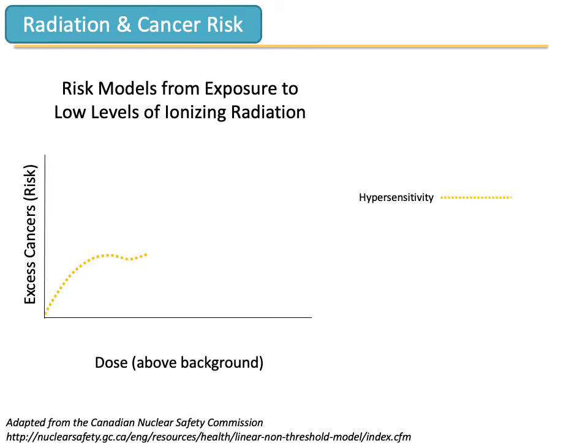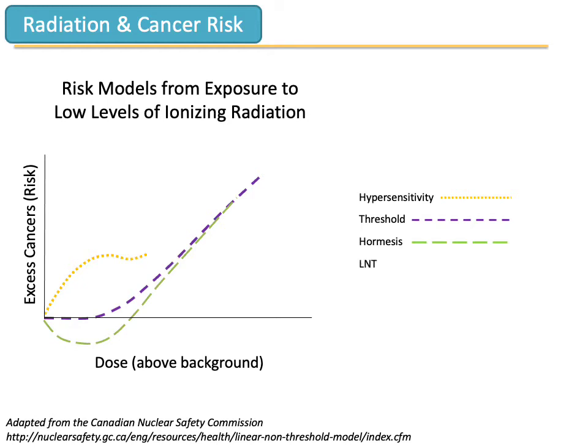The second model is a threshold model, which states that there's no risk from small doses of radiation until you reach a threshold dose. At doses above this threshold, risk increases with increasing dose. A third model is called the hormesis model. Hormesis states that small amounts of radiation are actually good for you and provide a protective benefit. At higher doses, there's a risk posed by radiation.